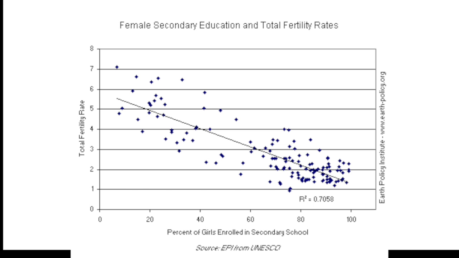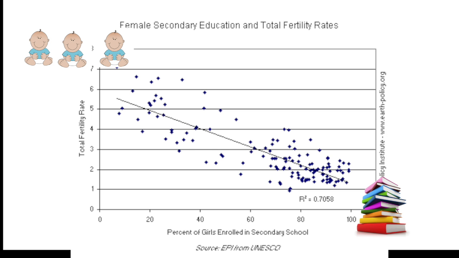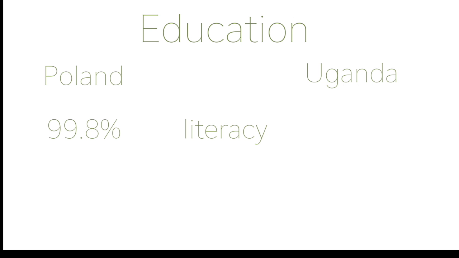As we have learned in class, education, especially the education of women, has a huge impact on populations, empowering women to join the workforce and choose to have less children later in life. In Poland, the adult literacy rate is 99.8%, whereas in Uganda it is 73.9%. The expected years of schooling is 16.4, and in Uganda it is 10.